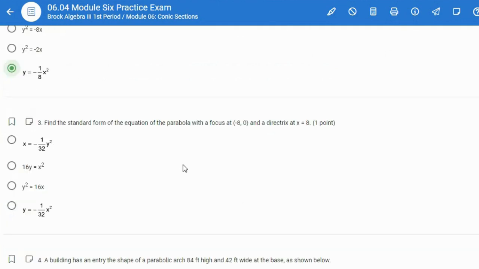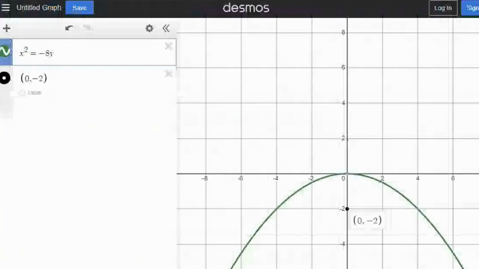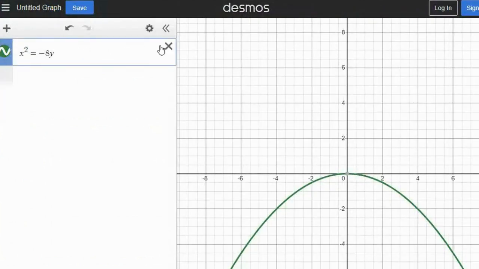All right, another parabola question. Focus at -8, 0. Directrix x equals 8. Okay, this one looks different. Take a look at it. What's it going to look like?